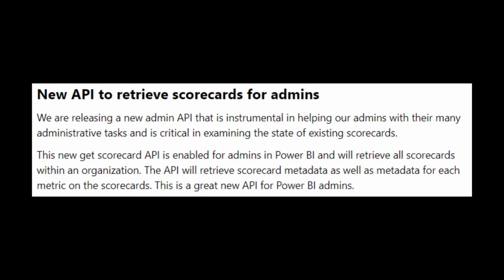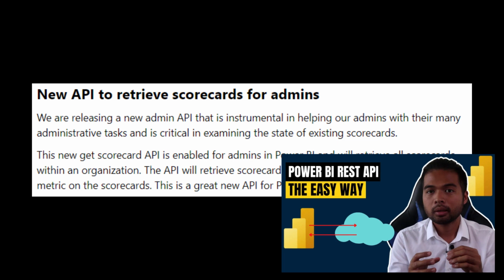Another feature that the team has released is the new API to retrieve scorecards from the Power BI service. It will allow the admins to retrieve all scorecards within the organization, as well as the metadata for each metric within the scorecard. An API is simply a programmatic way to interact with services like Power BI. And if you're not familiar with it and want to get started, I covered how to use Power BI's API in a separate video, so check it out if you haven't yet.